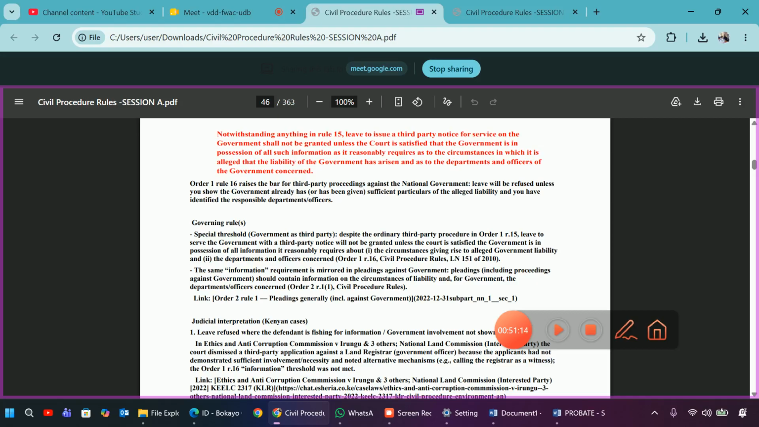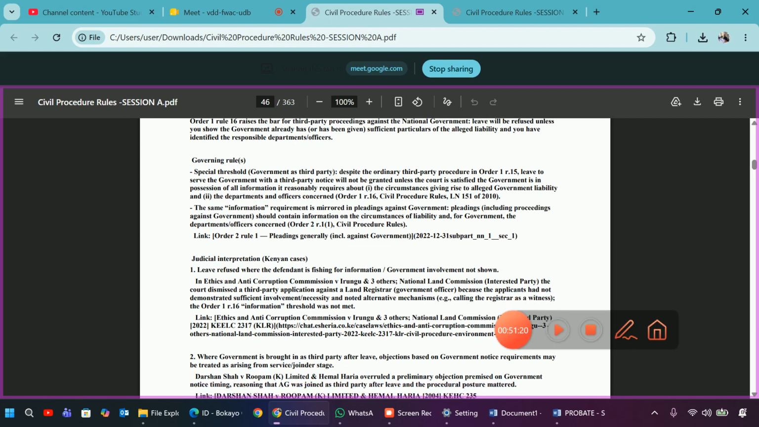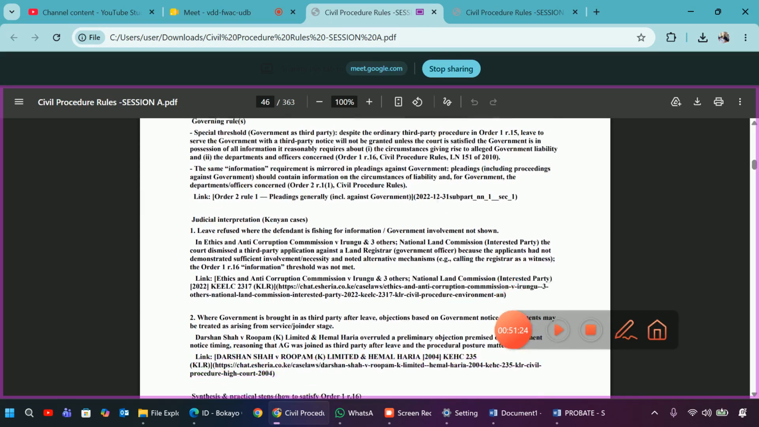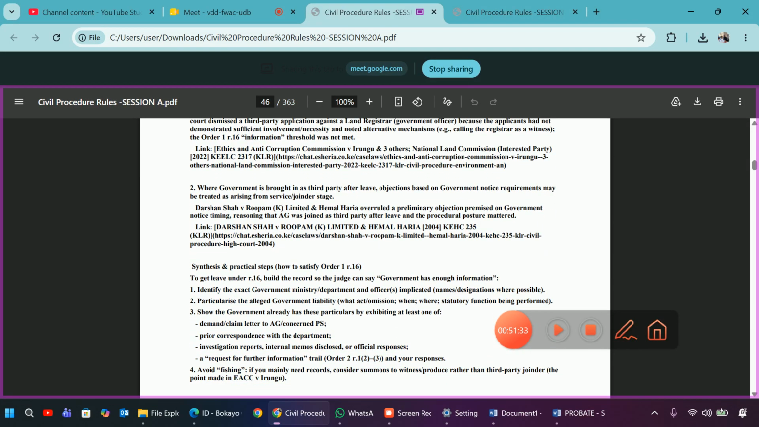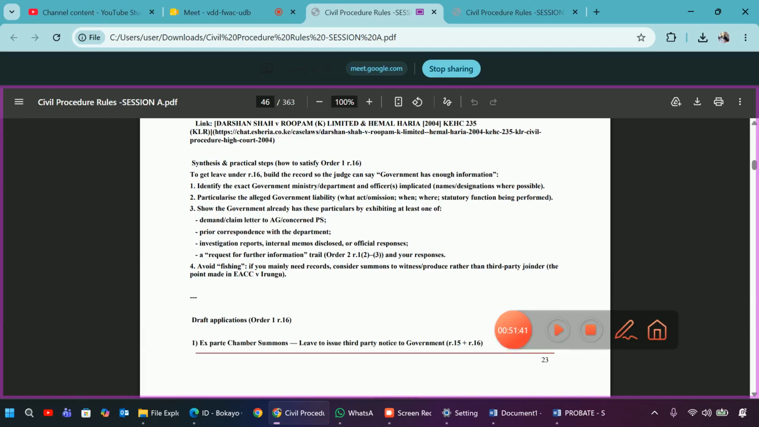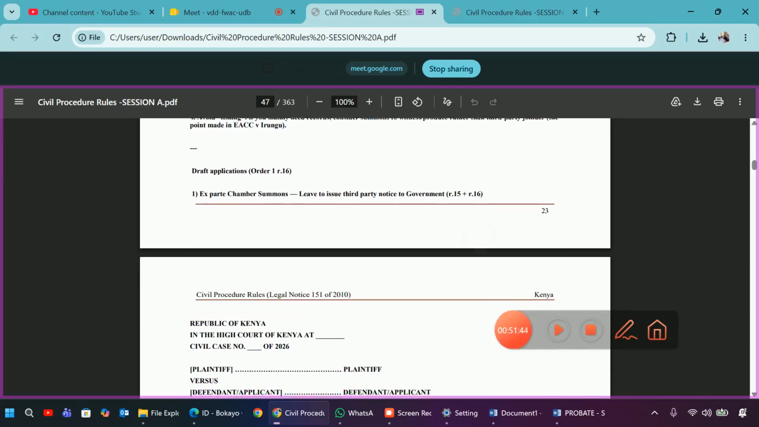So, governing rules: we have a special threshold for the government as a third party. Then the same information required is mirrored in the pleadings against the government that is in their custody. Then leave is refused where the defendant is fishing for information and government involvement was not shown. Then where the government is brought in as a third party after leave, objections based on government notice requirements may be treated as arising from the service or joinder stage. So generally, that is it.